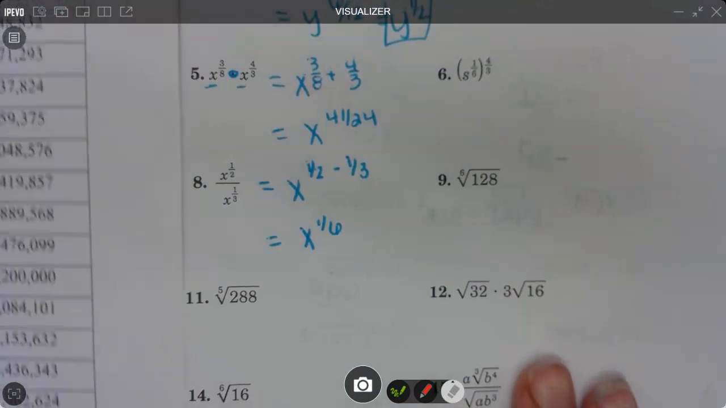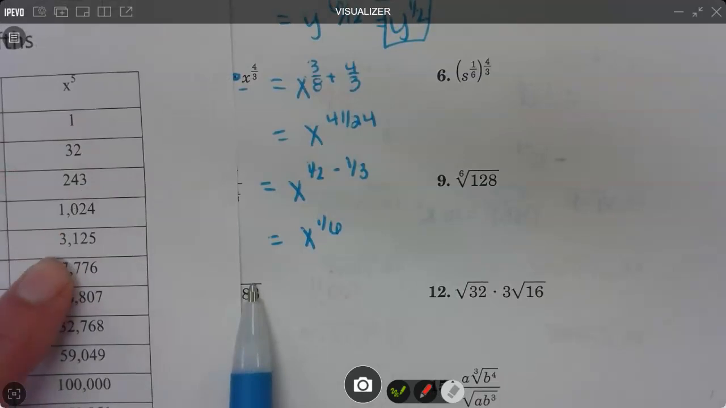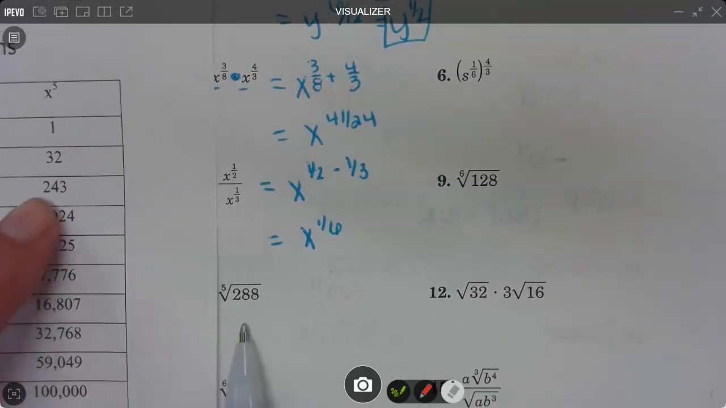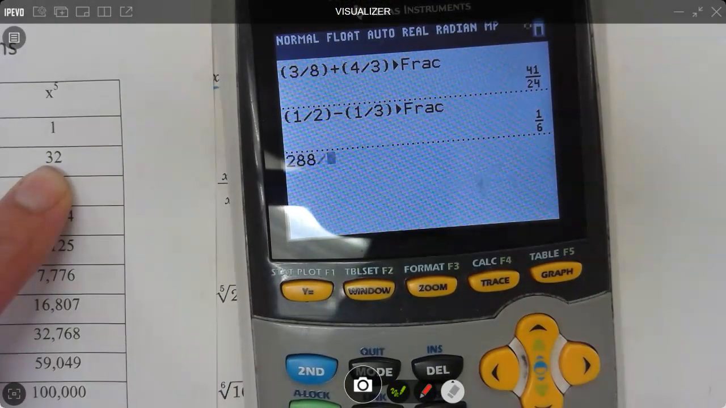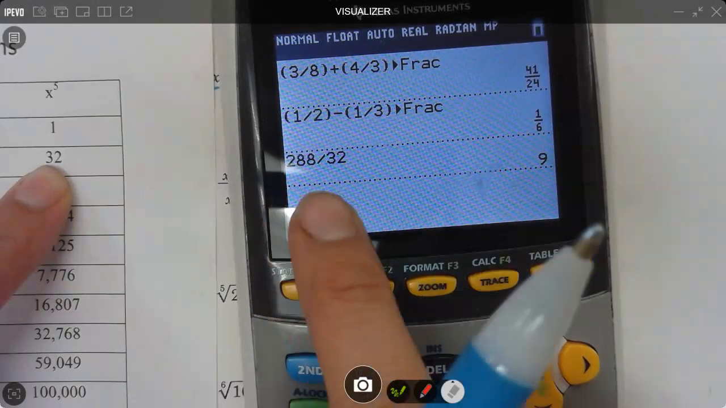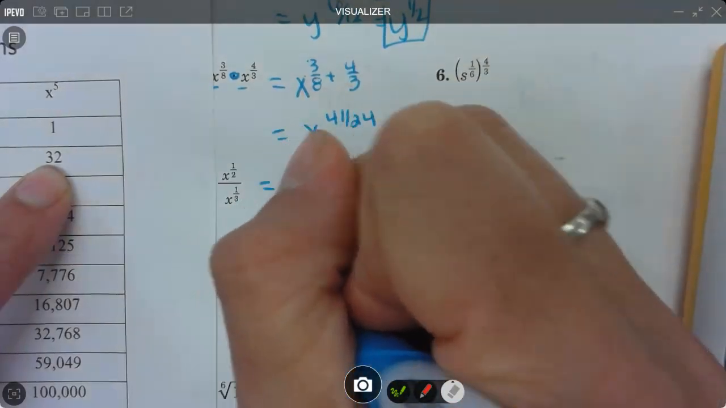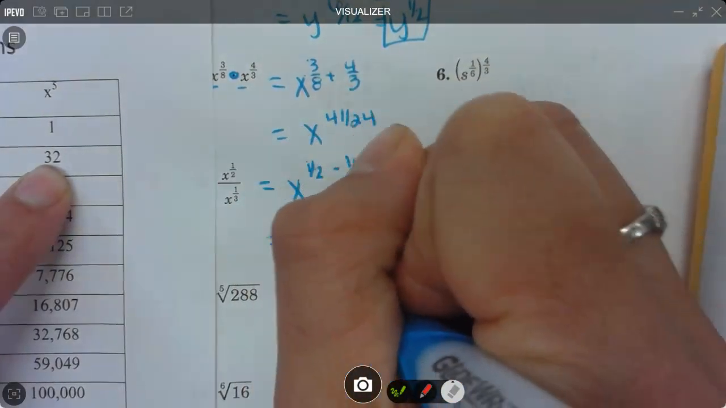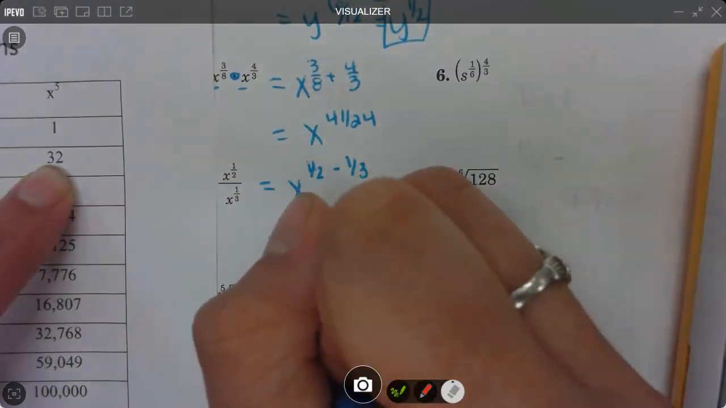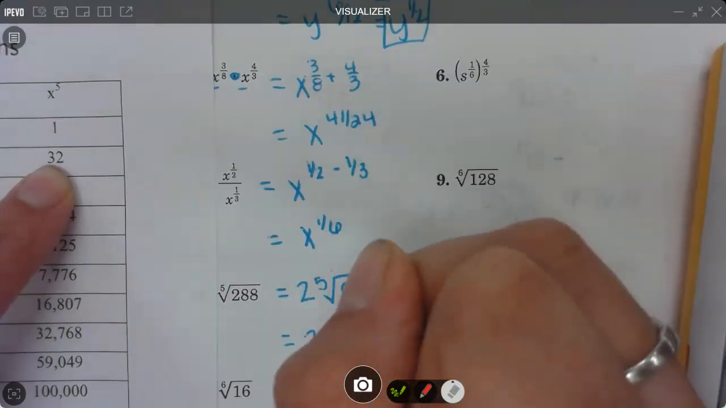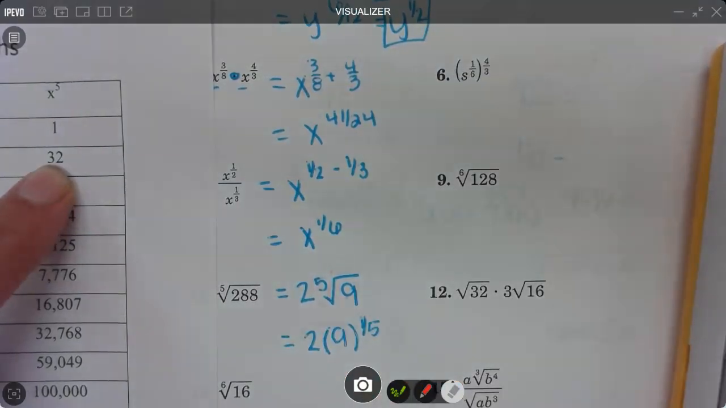To simplify 5th root of 288, you would go down the 5th root column, look for a number that goes into 288, so maybe you try 32. You get 9. So the 5th root of 288 is 2 times the 5th root of 9. You could also write it as 2 times 9 to the 1/5 power.